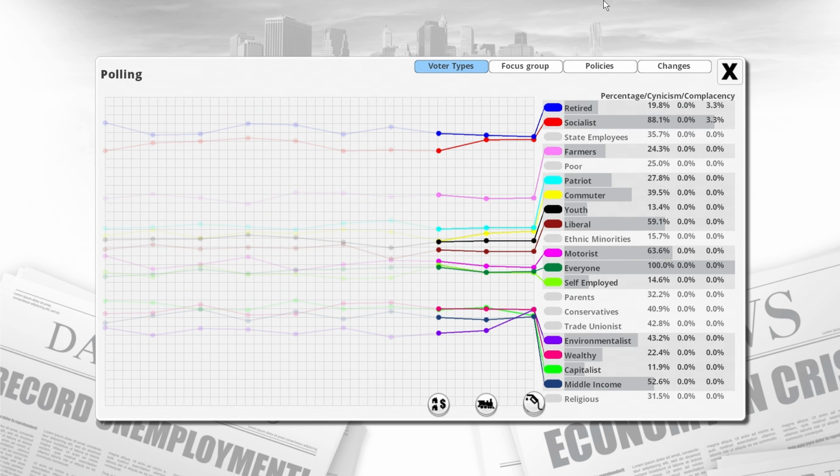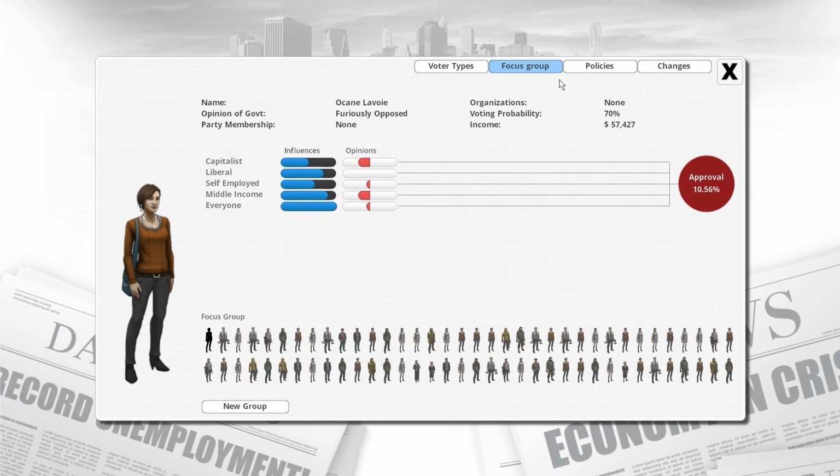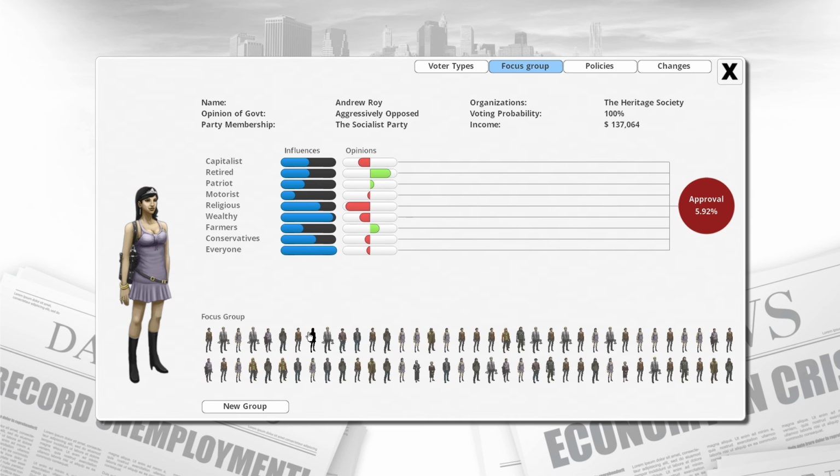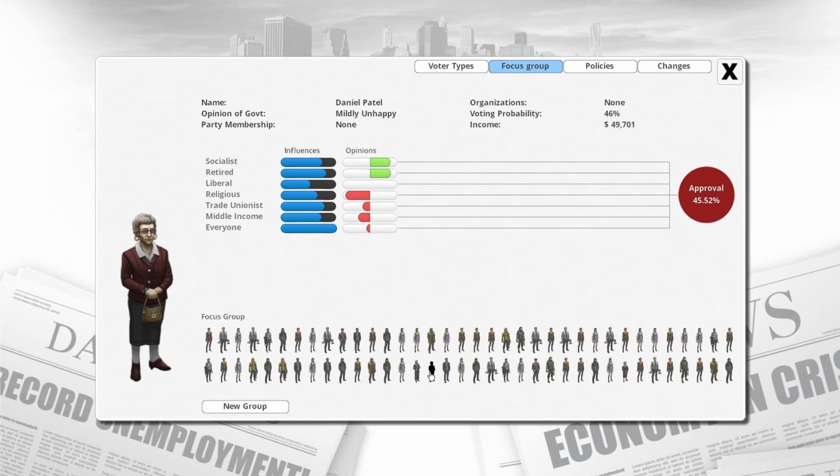Okay, here we go. These are charts where you can get more information on how things are going. Voter types, you can see all the different voter types and the percentage of it. Cynicism is how much they trust what you're going to do. Like, some people will be like, oh, you just raised this, or you just lowered this tax because you want our votes. So that enemies are cynical of you. Focus groups. A cool thing about this is you can kind of get a window on how much people like you or not like you. Capitalist, retired, patriot, motorists and their opinions, so you can get a good idea of how you're doing as you go along.